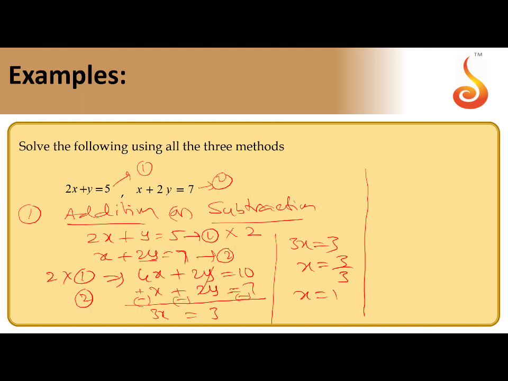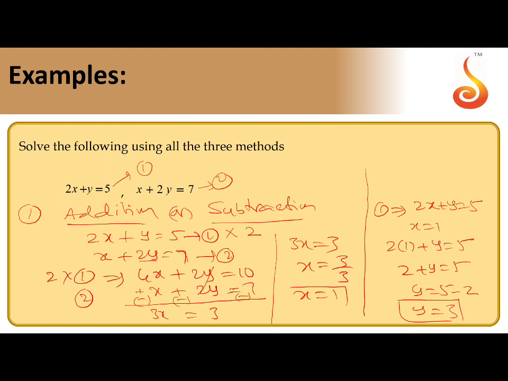Clear that one? Now you want the y value. You can take any one of the equations. The first equation you can take, 2x plus y equal to 5. What is the value of x? x equal to 1. You can substitute. 2 into 1 plus y equal to 5. So 2 plus y equal to 5, y equal to 5 minus 2. y equal to what? 3. So that means the solution is x equal to 1 and y equal to 3. I hope this is clear. So we got the values of both unknowns, x equal to 1 and y equal to 3. This is the addition or subtraction method.